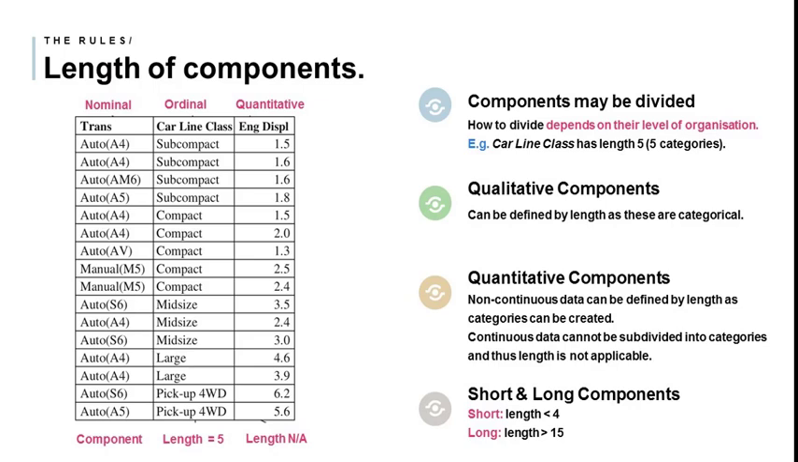We can determine length from numerical data if we create categories for that data. A good example would be age. So, even though ages are not in themselves categorical, we might nominate age bands or groups, such as 0 to 20, 20 to 40, 40 to 60, and so on. When we speak of lengths, we might also be concerned with whether they are short or long. If you hear about a short length for a component, it means there are fewer than 4 categories. A long length for our component would mean it has more than 15 categories.